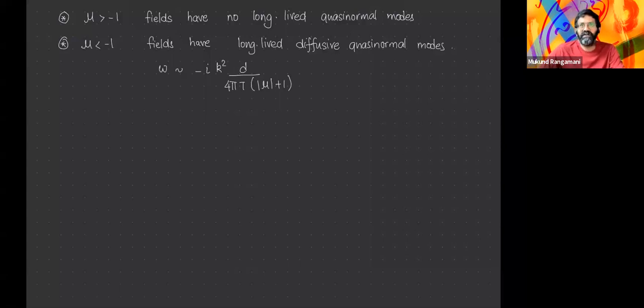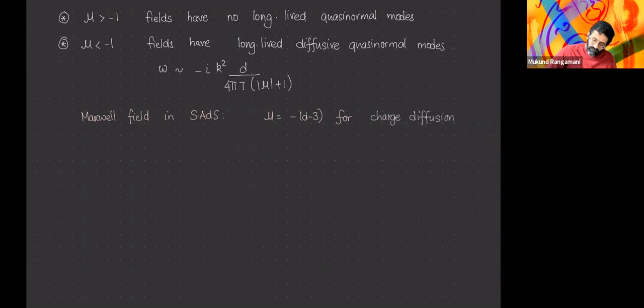Okay, we didn't cook this up. We didn't invent this for arbitrary reasons. We invented this because this is what gravity told us to do, by studying two sets of problems. A Maxwell field in Schwarzschild AdS has m equals -d+3 for charge diffusion, that is, the longitudinal photons. And m equals -d+1 for vector polarized gravitons.